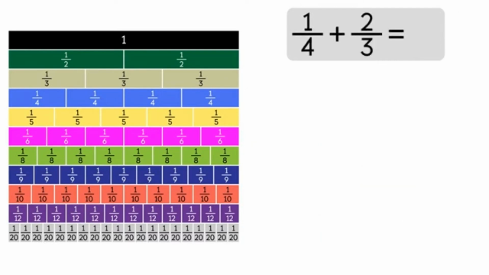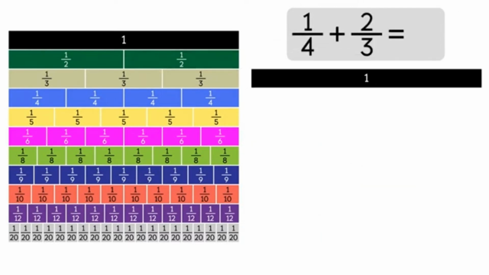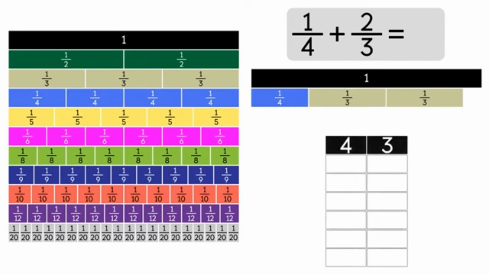1/4 plus 2/3. We're going to use 1 as a benchmark. Now let's put together our strips. We'll put 1/4. To make 2/3, we're going to use 2 strips of 1/3. To find the common denominator, we're going to use multiples. First, we find the multiples of 4: 4, 8, 12, 16, and so on.